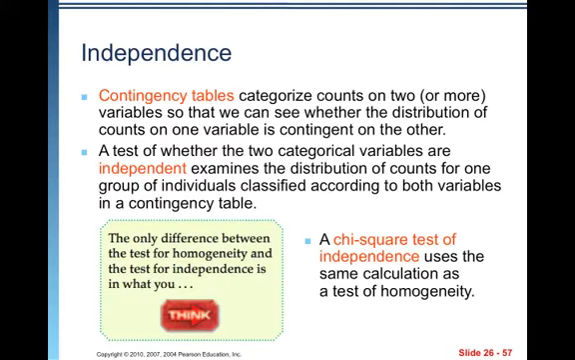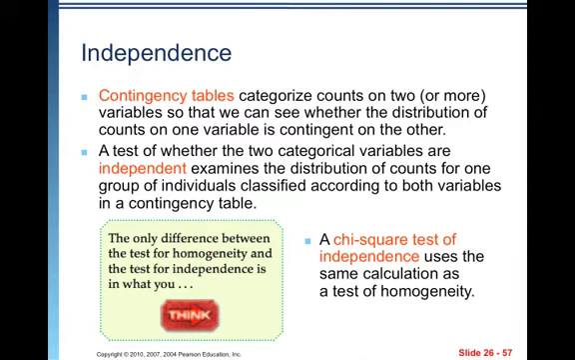Okay, now we're going to look at the chi-square test of independence. It's also a two-way table test, and the mechanics are going to be very much the same as a test for homogeneity. The situation's just a little different, and so how we think about it is a little different. Contingency tables is another way of talking about two-way tables. They're considered contingency tables when they categorize counts on 2 or more variables so that we see whether the distribution of counts on one variable is contingent on the other, has some sort of relationship with the other.